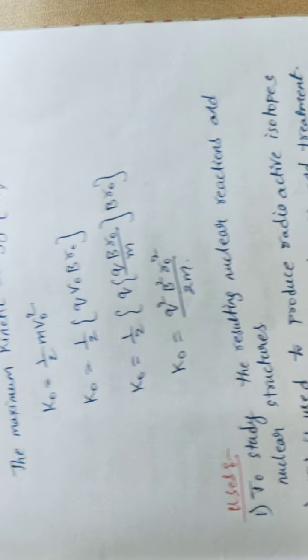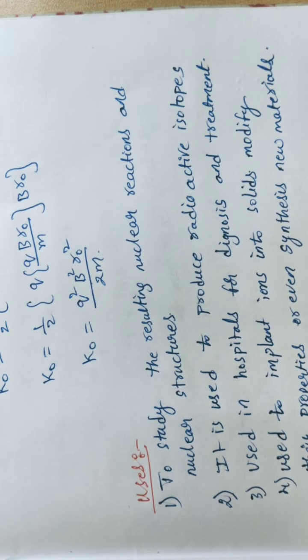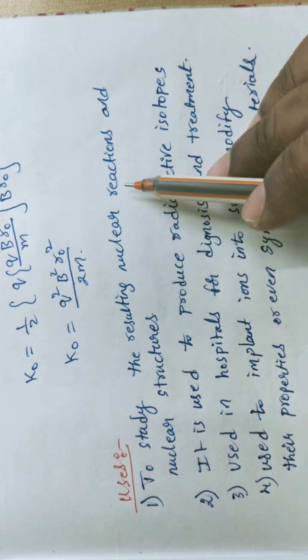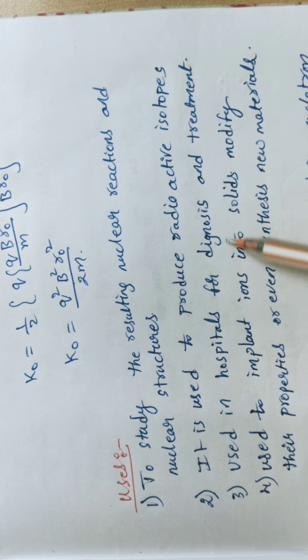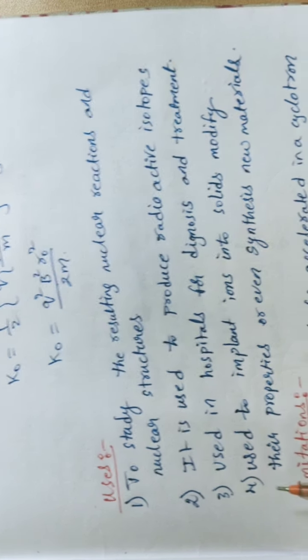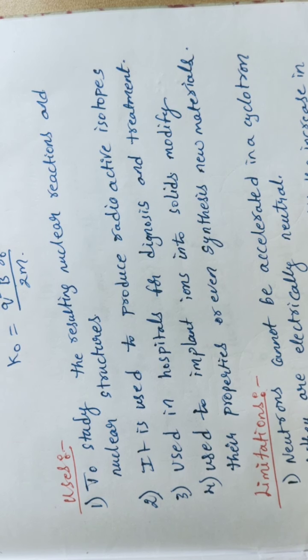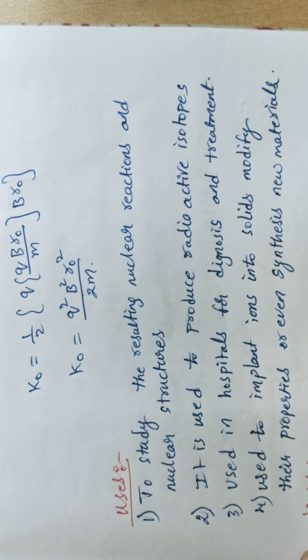Next we will discuss a few applications or uses of the cyclotron. To study the resulting nuclear reactions and nuclear structures, the cyclotron is used. It is used to produce radioactive isotopes, used in hospitals for diagnosis and treatment, and used for implanting ions in solids to modify their properties, or even to synthesize new materials. These are the things we can discuss.